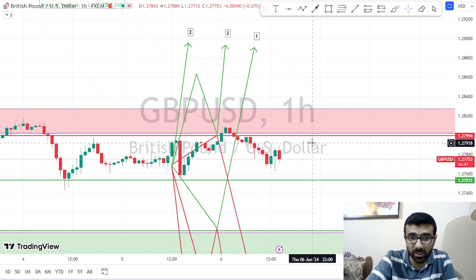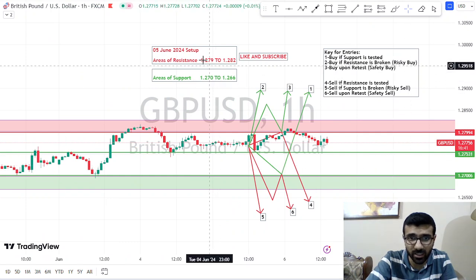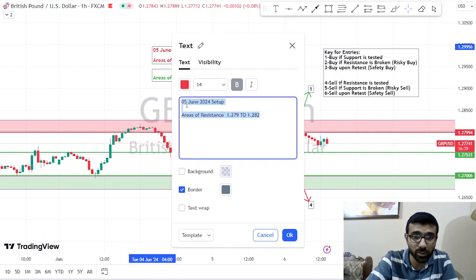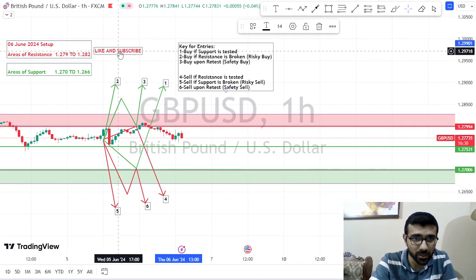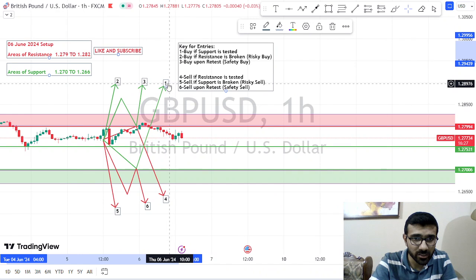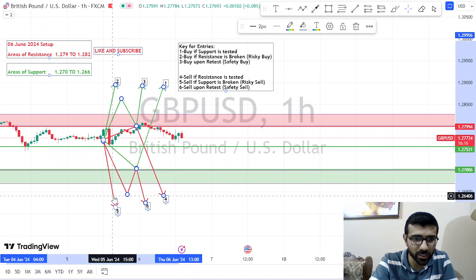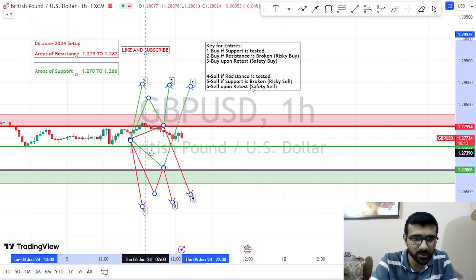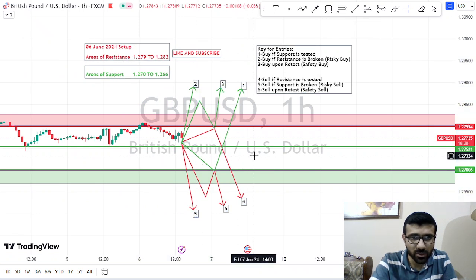Okay, so overall, very good scenarios were executed in this GBP USD pair, and the market is still sideways with favorable momentum towards the buying side. So for the 6th of June, the areas are going to remain the same. Let me simply move these scenarios forward so you can easily take trades tomorrow as well. And if you have any confusion, just let me know in the comment section and I will make sure to get back to each and every one of you as soon as possible. Okay, so that's all for the GBP USD pair.